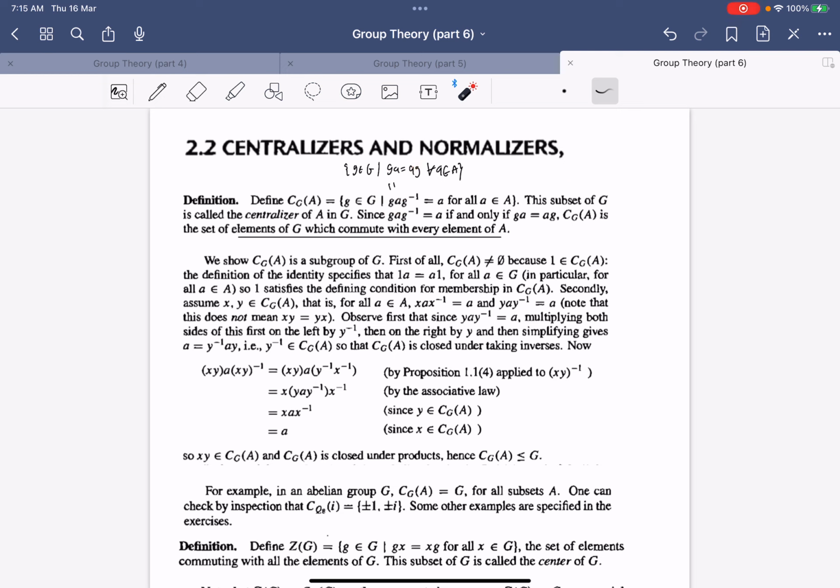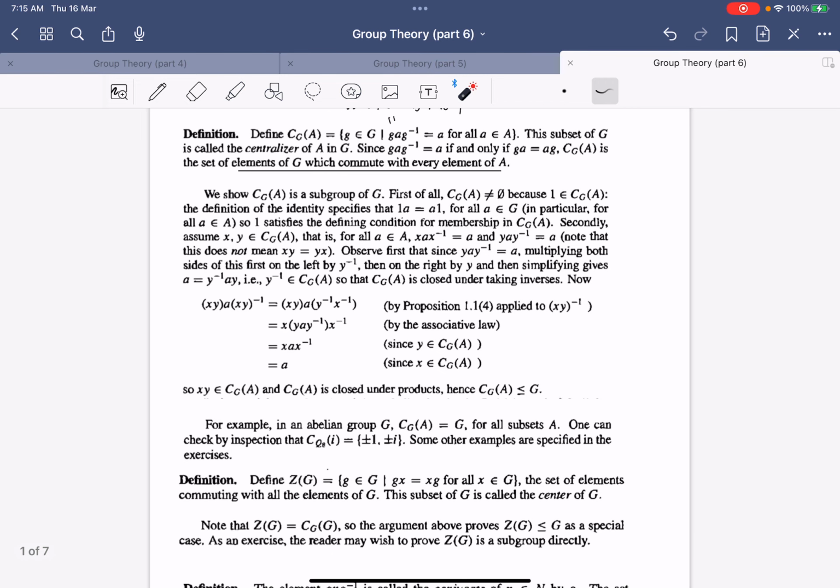So it's basically all the elements that commute with all the elements in A, and that's known as the centralizer of A. And what we want to say now is that the centralizer of A is a subgroup of G. You can easily show it, and I'll leave it to you, since we have already done many times how to prove that a set is a subgroup.